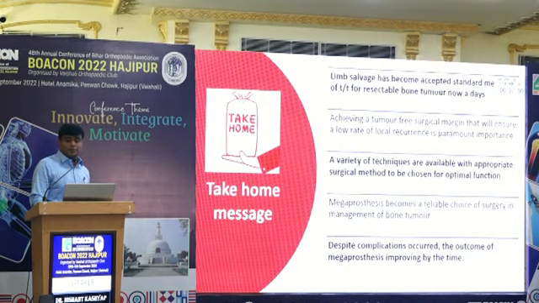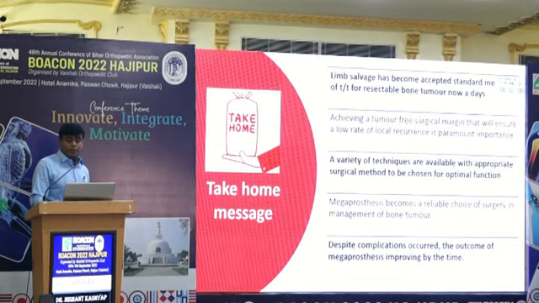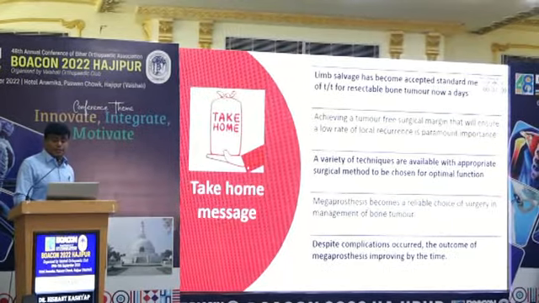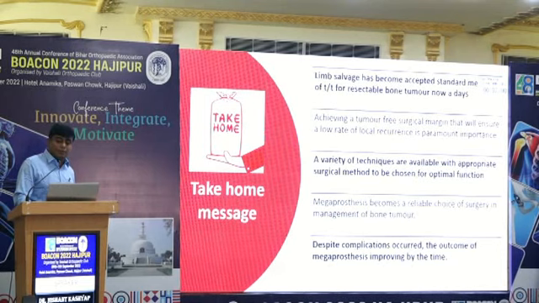So our take-home message: limb salvage will become the accepted standard method of treatment for resectable bone tumor. A variety of techniques are available, and megaprosthesis becomes a reliable choice of surgery for management of bone tumor. Despite complications that occurred, the outcome of megaprosthesis is improving with time.